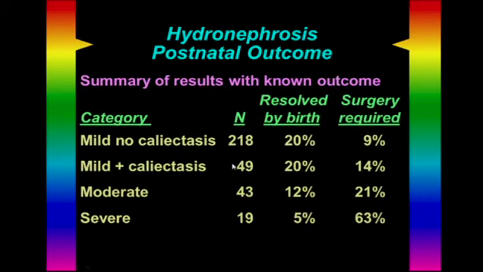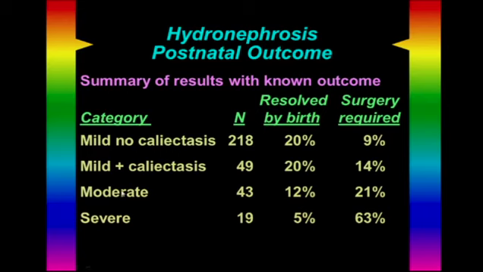And here is a summary of our results. What we found is in fetuses who had mild hydronephrosis and no caliectasis, 20% had resolved by birth, but of all of those, only 9% required surgery ultimately, so 91% never required surgery. When there was mild hydronephrosis and caliectasis present, again 20% resolved by birth, and in this case only 14% required surgical repair, so 86% required no surgical correction.